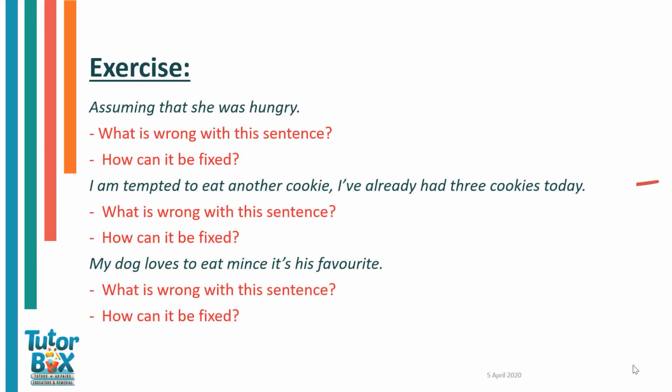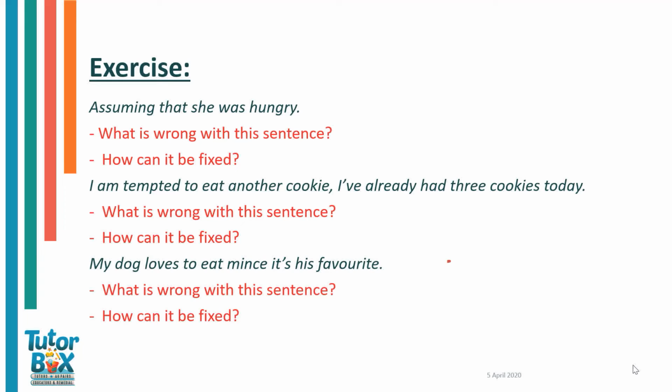Moving on to the second example/exercise, it is, "I am tempted to eat another cookie, comma, I've already had 3 cookies today." This is clearly a comma splice, as it is 2 independent clauses joined by a comma. Ways to fix this is by replacing the comma with a full stop. Another way to fix this is by replacing the comma with a semicolon. You could also add a coordinating conjunction after the comma and say, "I am tempted to eat another cookie, comma, and I have already had 3 cookies today."